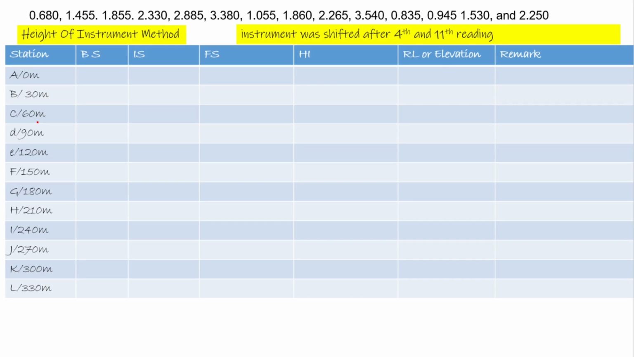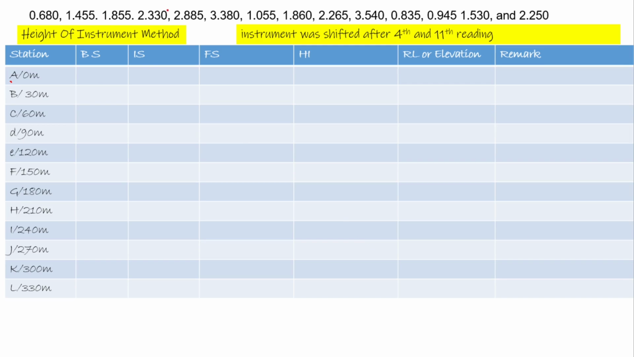A, B, C, D, and I have also marked it in the form of chainage. Means station A is 0 meters apart, and station B is 30 meters apart, and station C, in the form of 30-meter intervals. I have marked the stations. So it is a standard format.